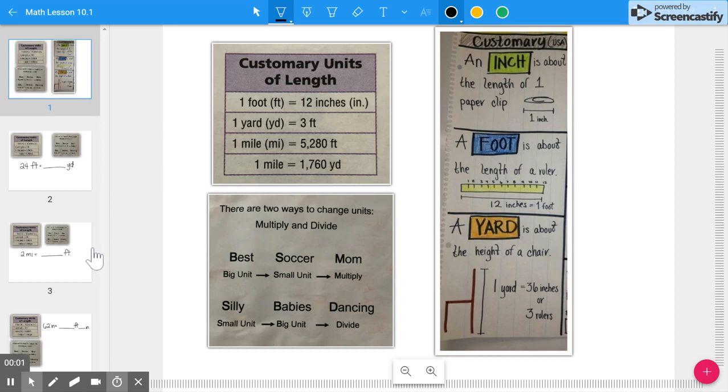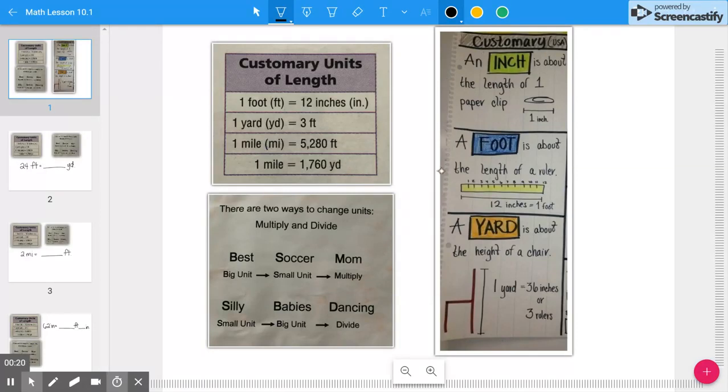So, this lesson comes from Chapter 10, Lesson 1. We're talking about customary lengths and how to convert from one unit to another unit. Customary lengths is when we're dealing with feet to inches, yards to feet, or feet, miles, yards.